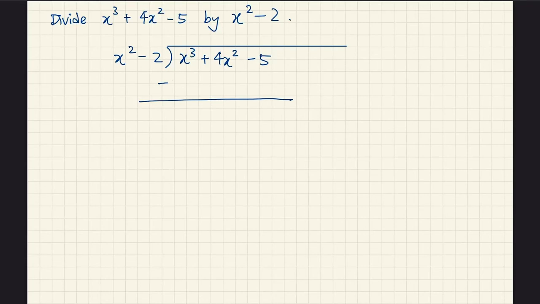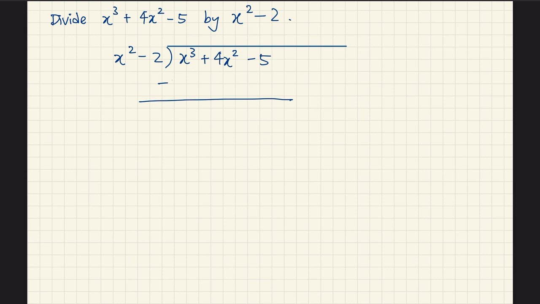Hi everyone, today I'll be talking about long division again. Previously I covered the basics of long division, and now I'll be talking about a slightly more special case where there could be a missing term in the expression, so that requires us to do a bit of adjustment. Alright, so let's look at this example.